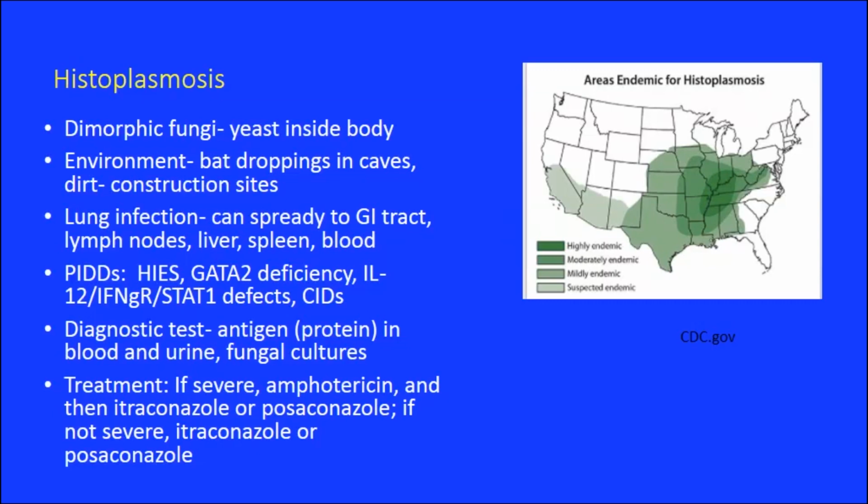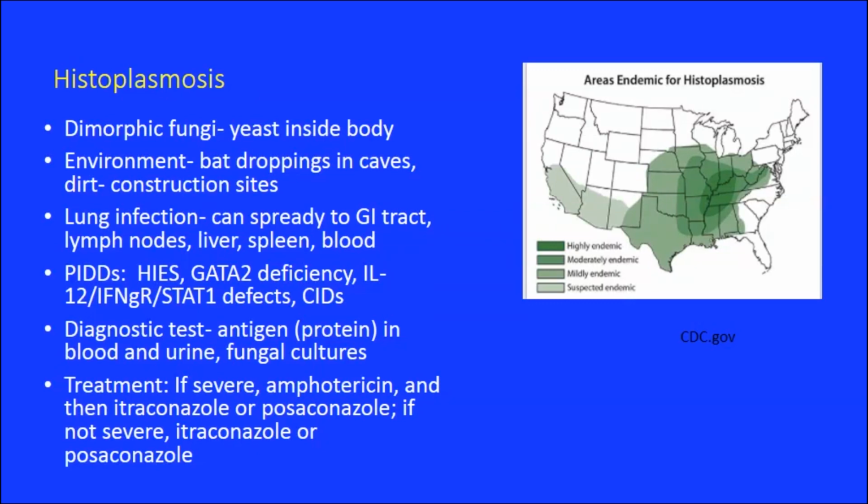Also in construction, so you think about it in Indiana, construction sites where things are really getting into the air from the dirt, that can predispose to this infection as well. This is usually breathed in, it causes a lung infection, and then can spread to other places in the body, such as the GI tract, lymph nodes, liver, spleen, blood.